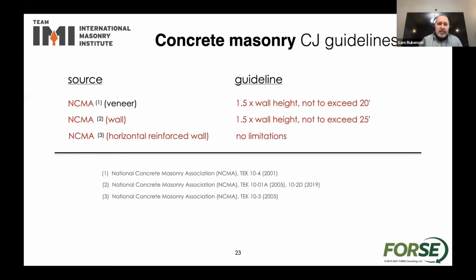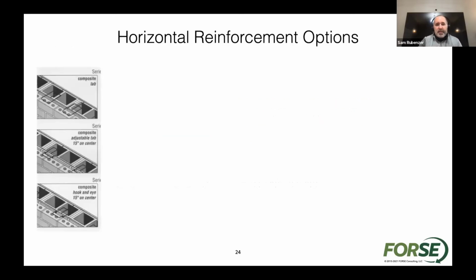And then there's, again, this NCMA guide that looks at horizontally reinforced walls that really allows us to have no limitations on where control joints are placed. And that's going to be NCMA 10-3. And really it looks at an engineering method. It looks at the stresses and forces that you have within a wall and tries to make sure that we have the right amount of reinforcement to prevent any of those stresses from creating cracks in our design.